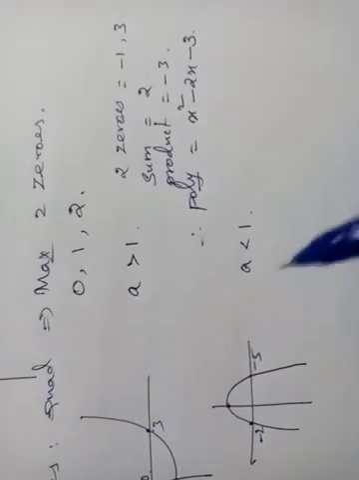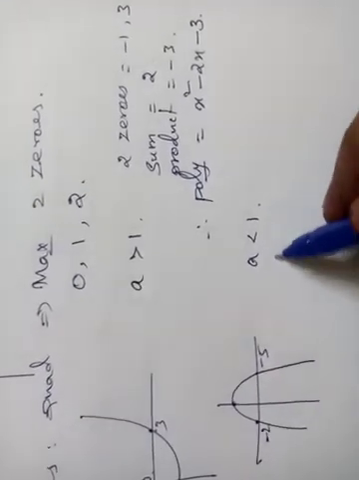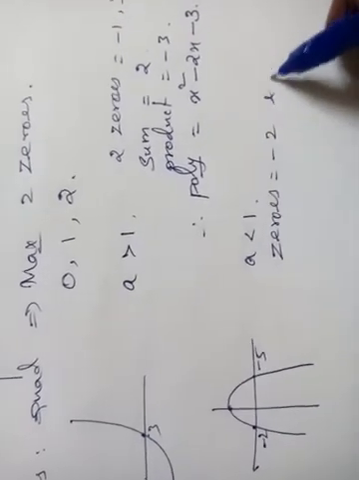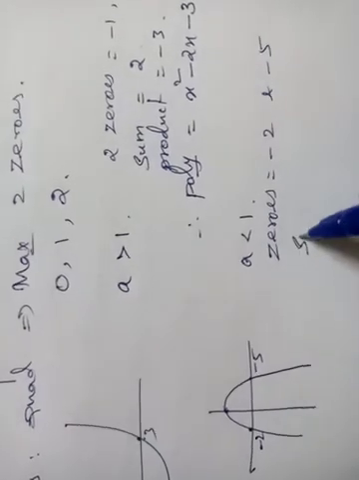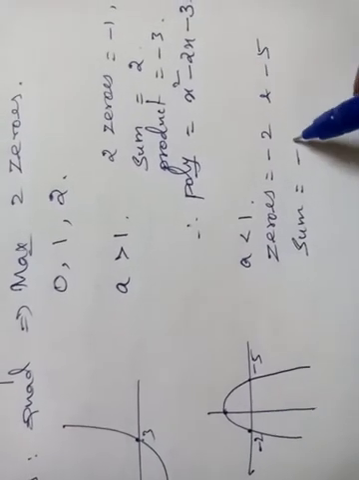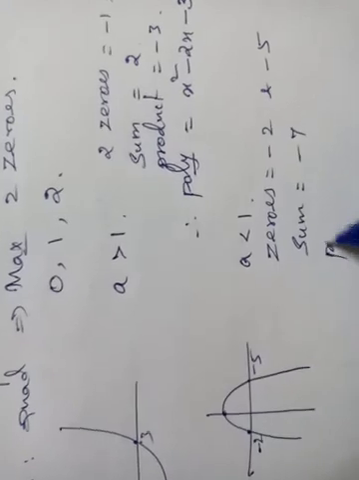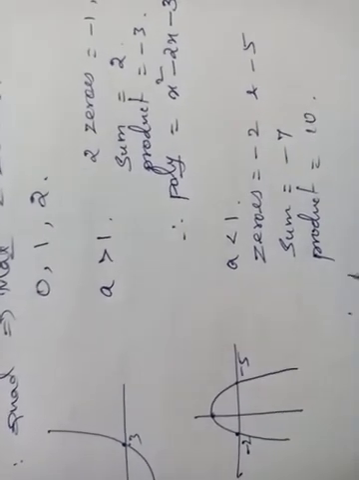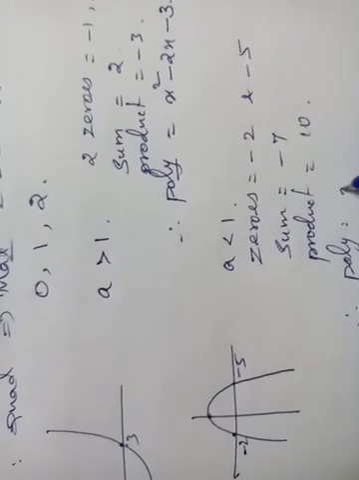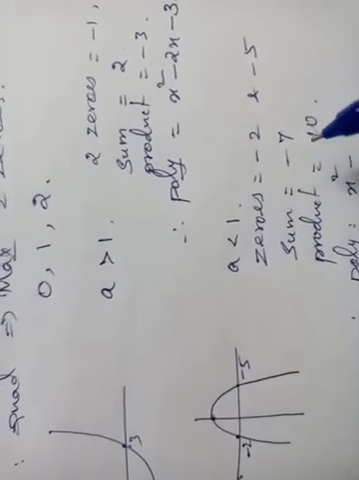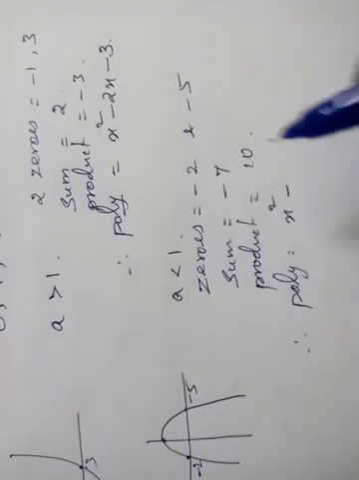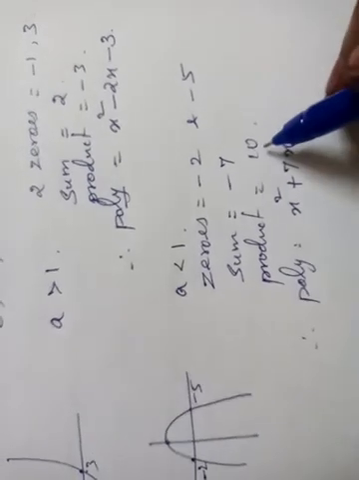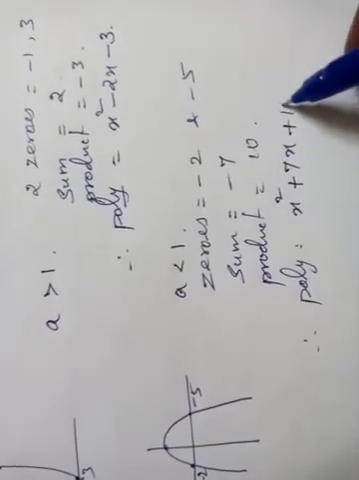What will you get? The zeros are -2 and -5, right? What is the sum? -7. Product is 10. Therefore, what is the polynomial? x square minus sum of the zeros, which is -7, so it becomes +7x. Product of the zeros is 10, so plus 10.